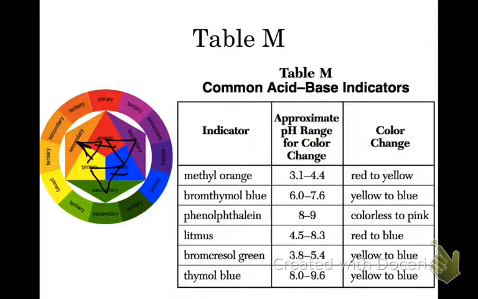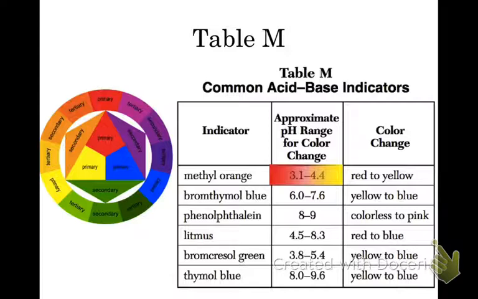Alright, so when we're looking at table M, they're giving us 6 different indicators. They're giving us their pH range for color changes and what the color changes actually are. So for methyl orange, for example, its range is from 3.1 to 4.4, and the color change is from red to yellow. So when we color this in, we can show that towards 3.1 it's going to be more red, and towards 4.4 it's going to be more yellow. The color in between is going to be our orange, so it should be a more orangey color in between.